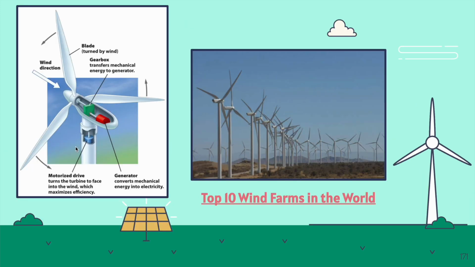So this is kind of what we're talking about. This is the motorized drive that allows this part of the turbine to rotate as the wind direction comes at the blades. The blades are turned by the wind. That mechanical energy transfers to the turbine, and then that generator powers the electricity.